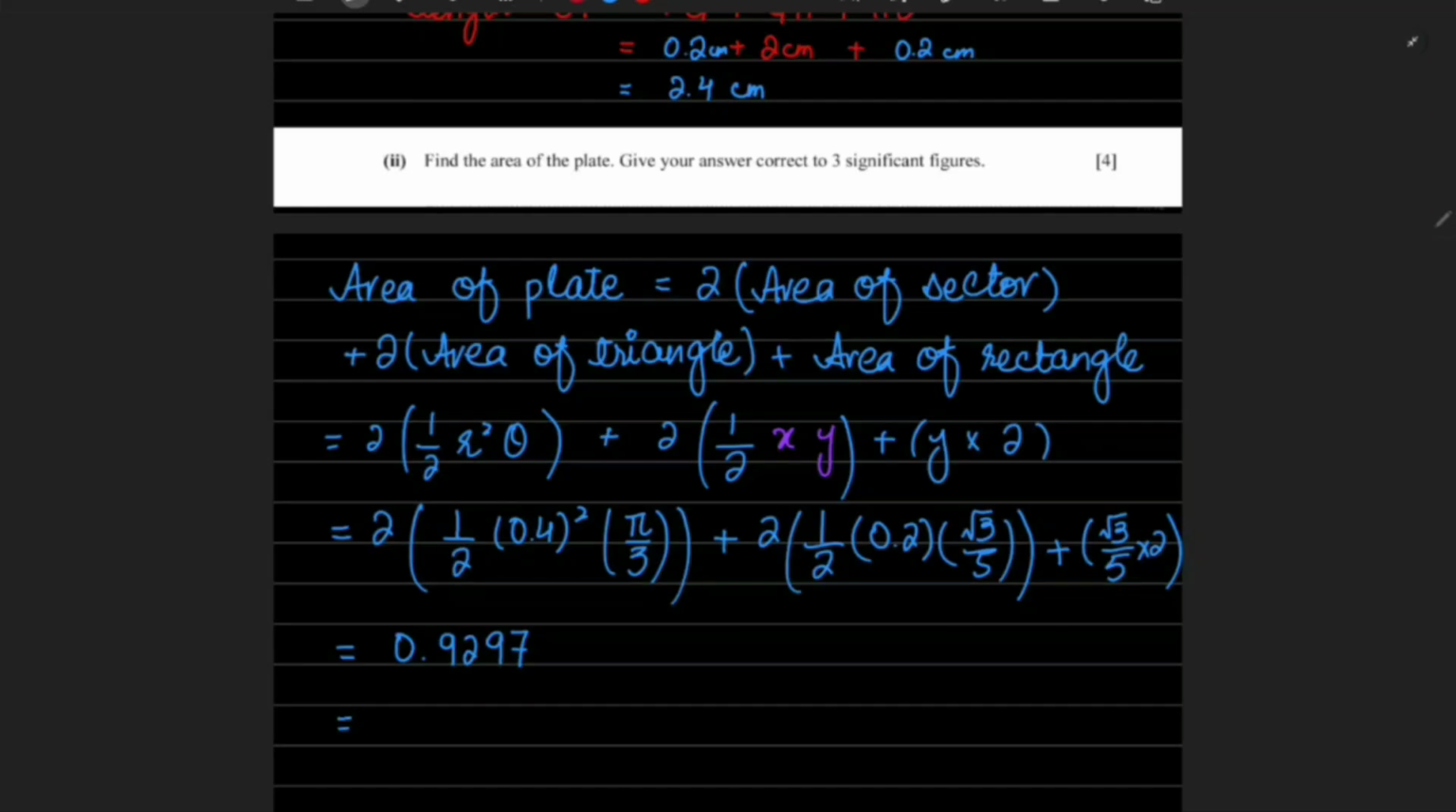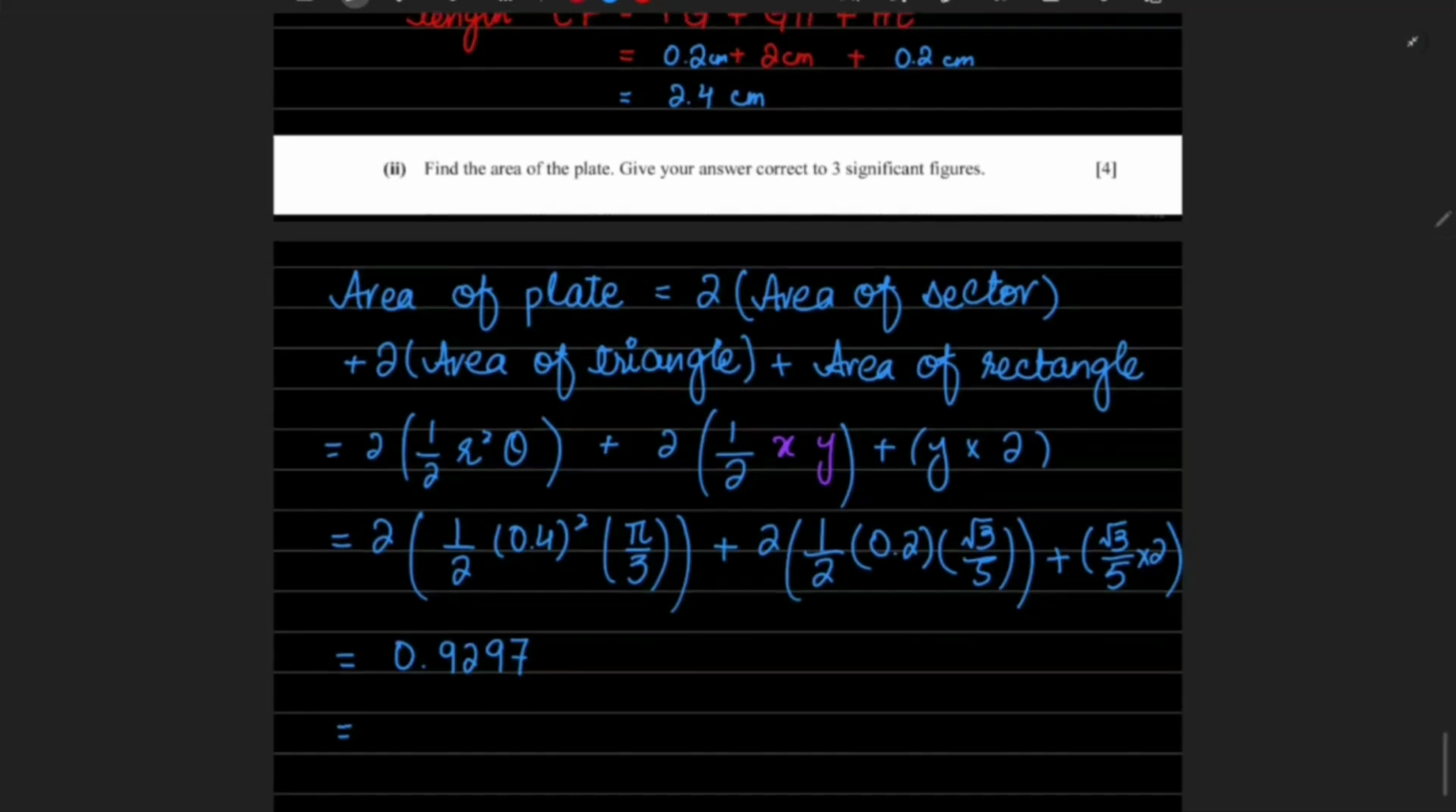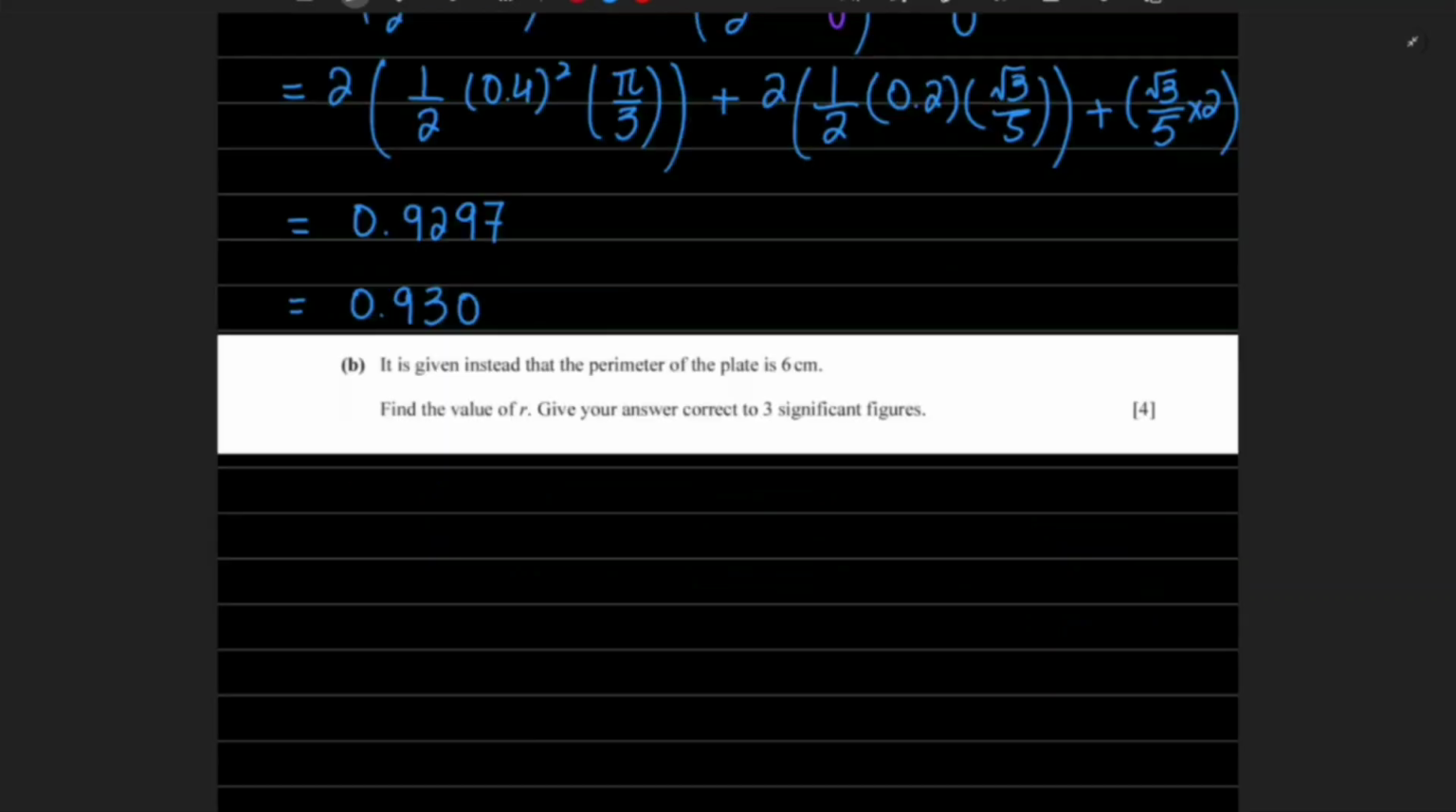So we'll write it to be 0.92, so this will round up to 10 and this will become 0.930. So yeah, this is your final answer.